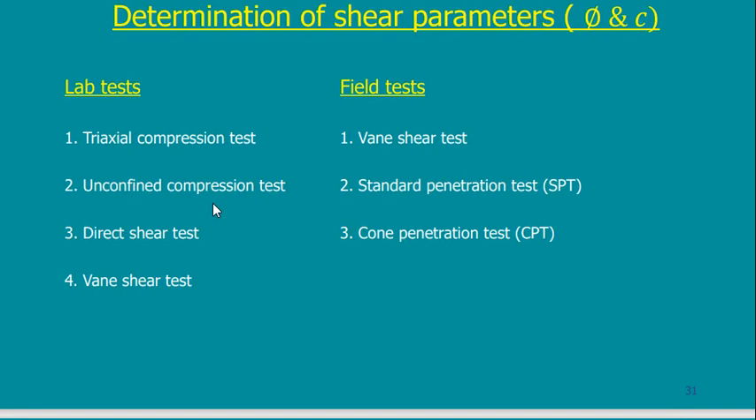Either we can get it from lab tests similar to the triaxial and the direct shear test, the one that you are going to do by your own hand, and there are also field tests that we can discuss. We can stop here and see you next lecture.